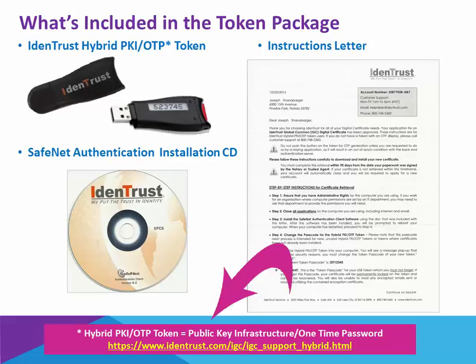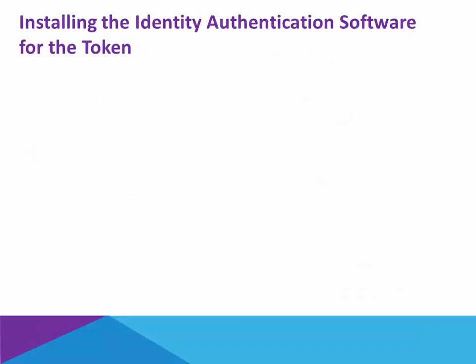Now, please note there is also an FAQ page that IdenTrust has set up that discusses the various tokens and their functionality. Prognosis, of course, recommends and is demonstrating the hybrid one-time password token. So the first step is to install the identity authentication software for the token.